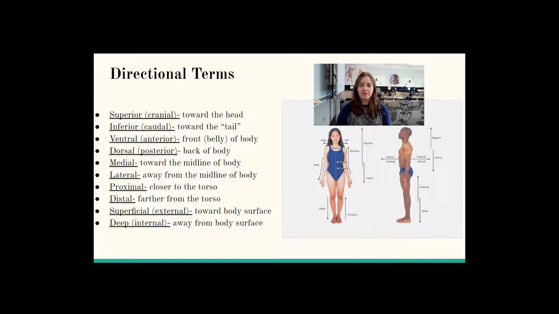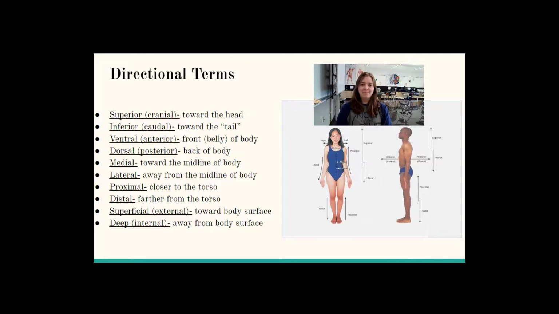I know we went over them, but it's important stuff. So we've got superior and inferior. Superior means above or towards the head, and inferior means below or towards the tail. So I could say my forehead is superior to my collarbone, and my collarbone is inferior to my forehead. Ventral or anterior and dorsal or posterior. Anterior means in front of, towards the belly of the body, and posterior means the back of the body. I could say my sternum is anterior to my vertebrae, and my vertebrae are posterior to my sternum.